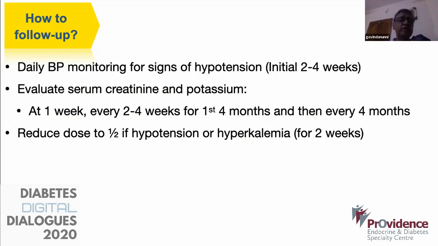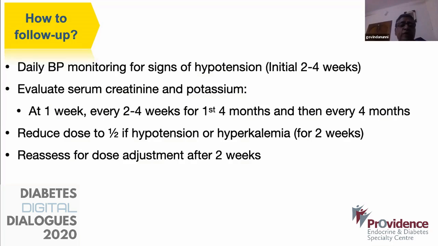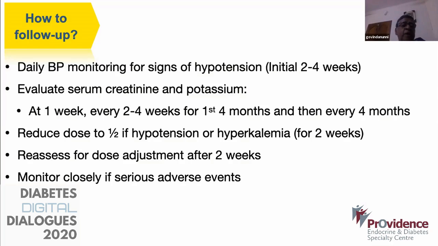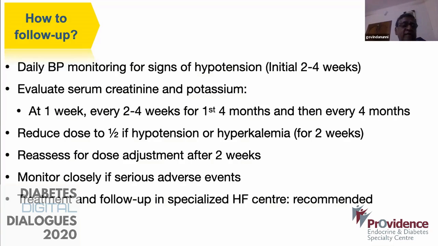If there is hypotension, especially symptomatic hypotension or hyperkalemia, then you can reduce the dose to half, wait for 2 weeks, reassess the blood pressure, reassess serum potassium, and maybe increase the dose if the potassium comes back to normal and blood pressure comes back to normal. So reassess for dose adjustment after 2 weeks.